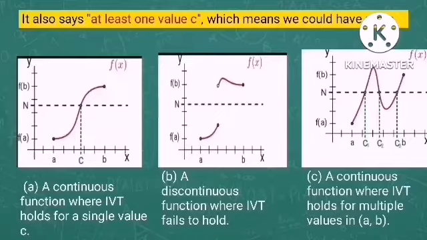So these 3 figures below show graphs of continuous functions and a discontinuous function with IVT. In figure A, this is a continuous function where IVT holds for a single value of c. And in B, a discontinuous function where IVT fails to hold. And in C, it is a continuous function where IVT holds for multiple values in its interval [a, b].